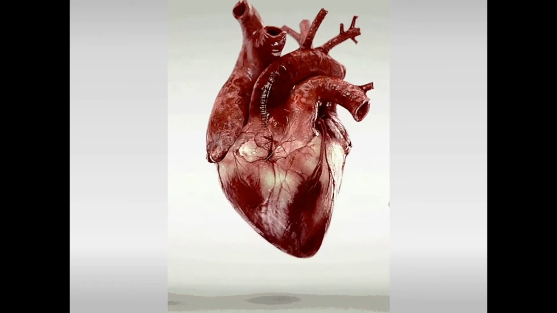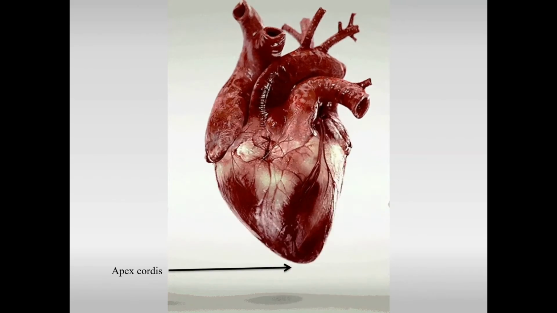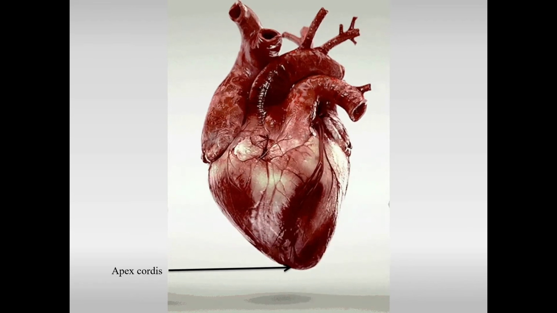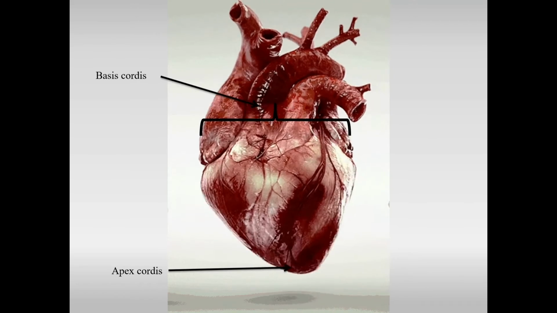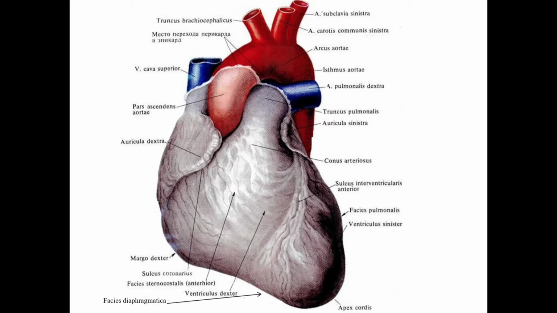The apex of the heart, apex cordis, faces downward, left and forward, and the wider base of the heart, basis cordis, faces upward and backward. The sternocostal surface of the heart, facies sternocostalis, is more convex and is directed to the posterior surface of the sternum and ribs. The lower one is adjacent to the diaphragm and is called the diaphragmatic surface, facies diaphragmatica.